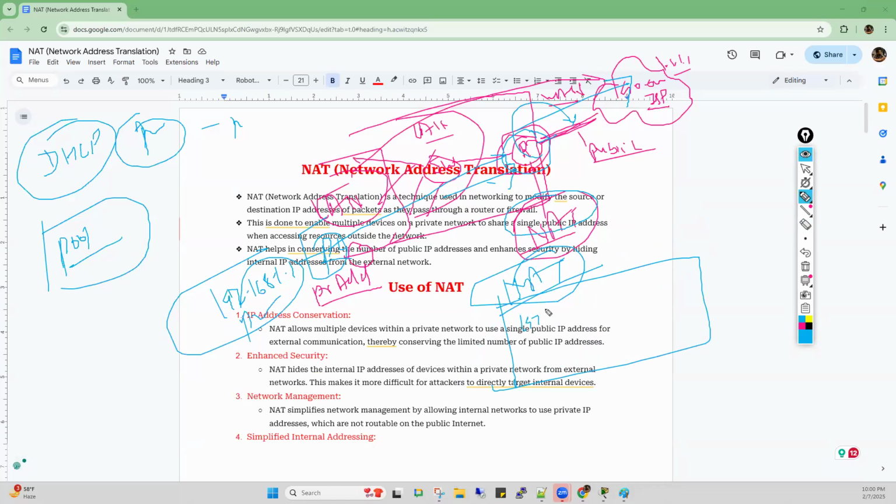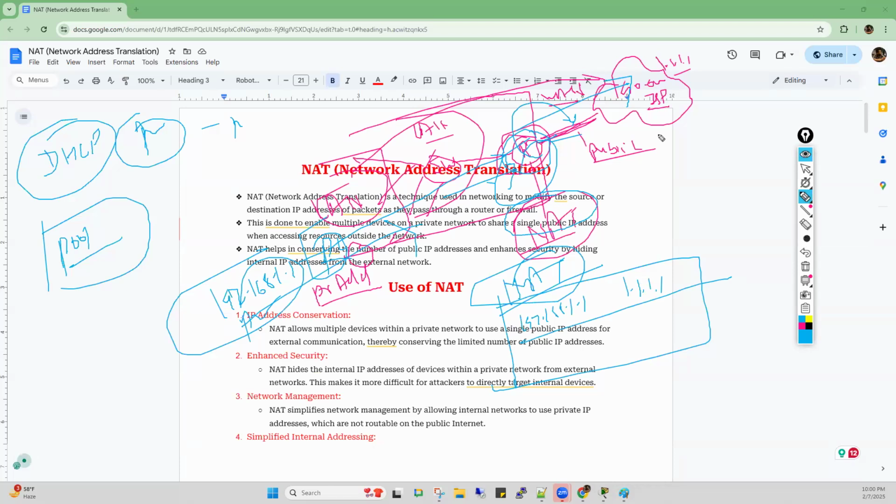For example, 192.168.1.1 is the source IP address, guys. This is the private one. This router converts this source IP address to, for example, 1.1.1.1. So this router maintains the entry here in the NAT table.